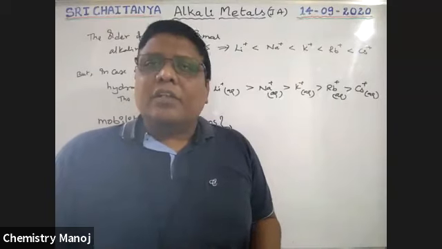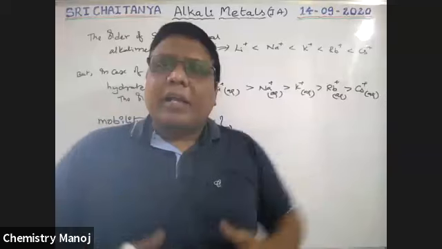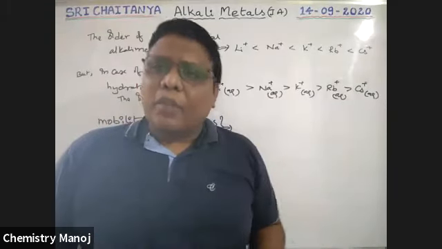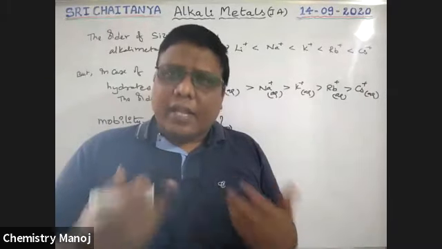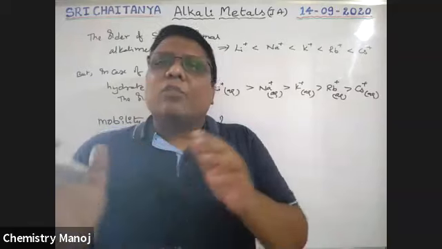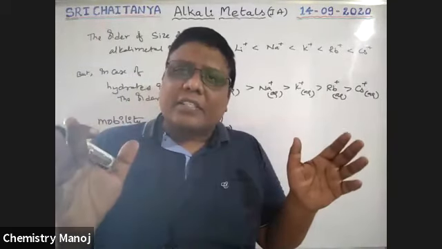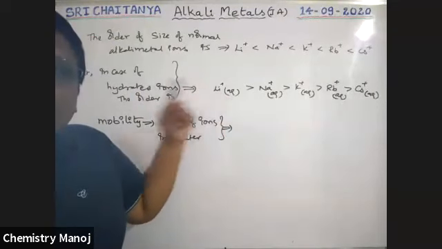So when compared to me, you are free to move because I am heavier. So that's why your speed is more than mine. Like that, a small size ion has more speed, and a big size ion has less speed. Therefore, it is the bigger ion, so its mobility is lesser.